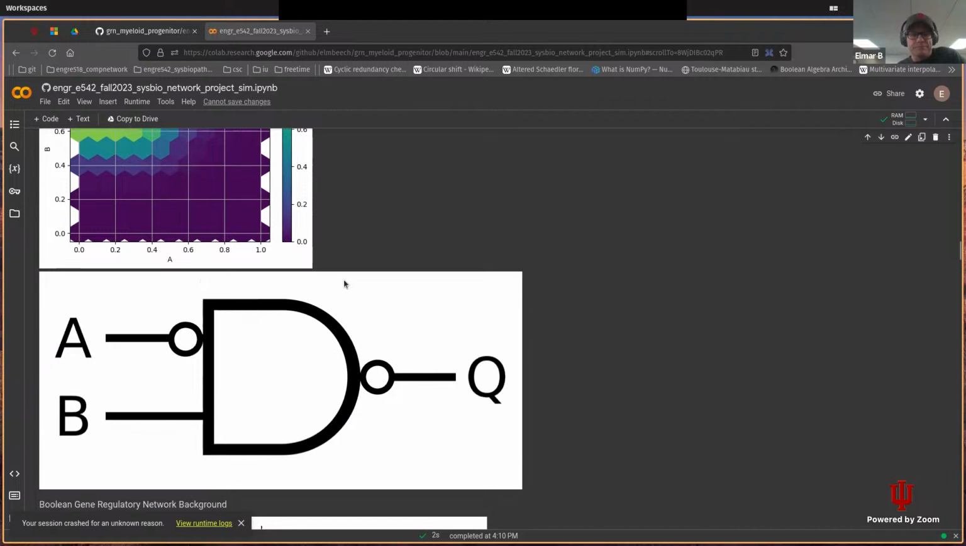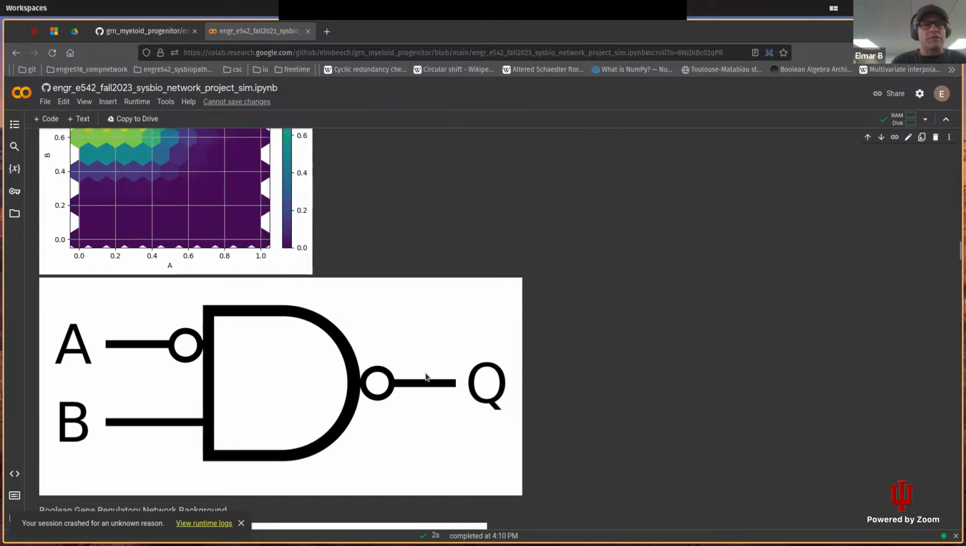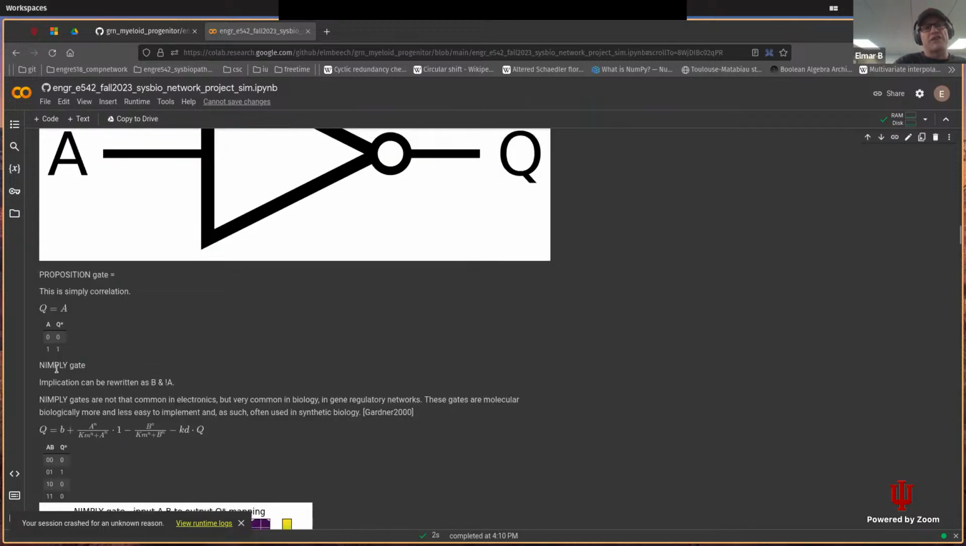And the gate looks like this. So always in a circle, it's a not. So not A, but B, and in the end, we have the invert because it's a non-implication gate. If we would not invert in the end, then it's just an implication gate.